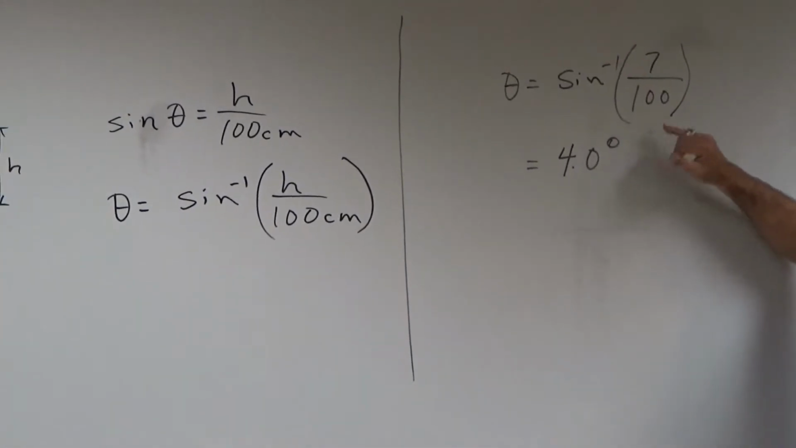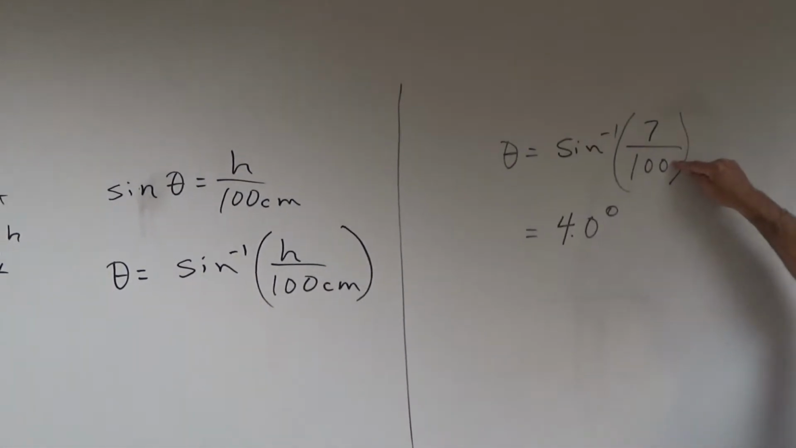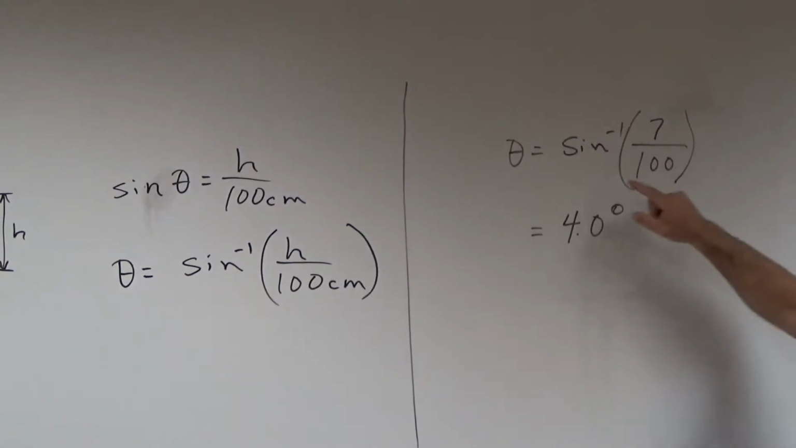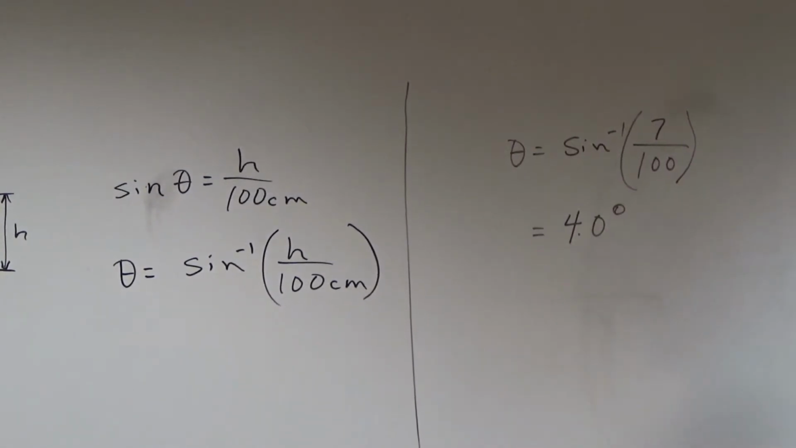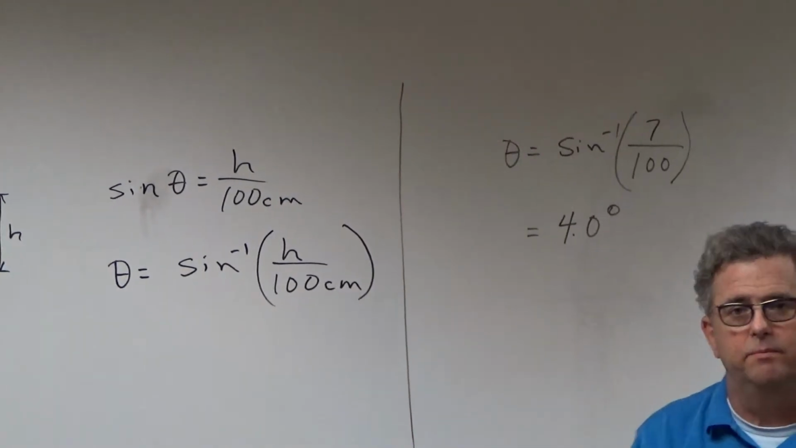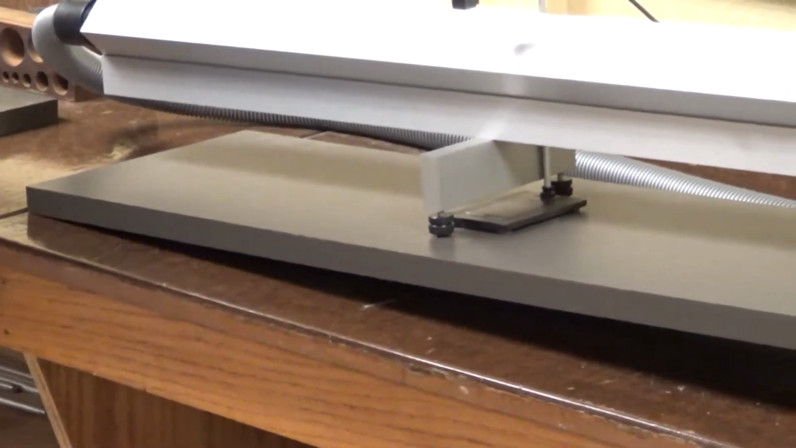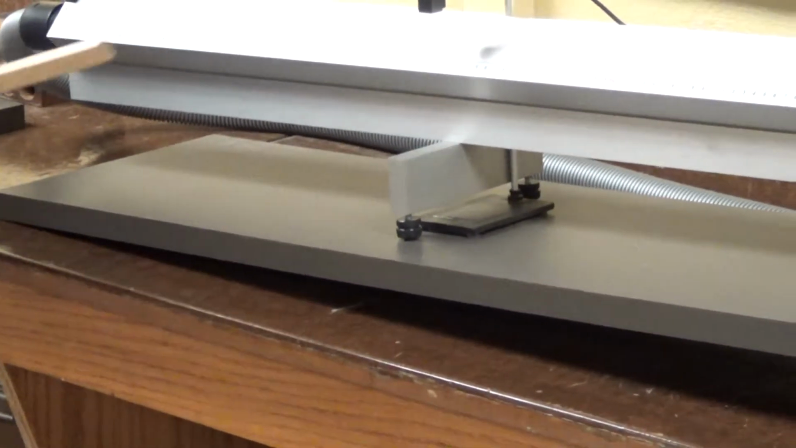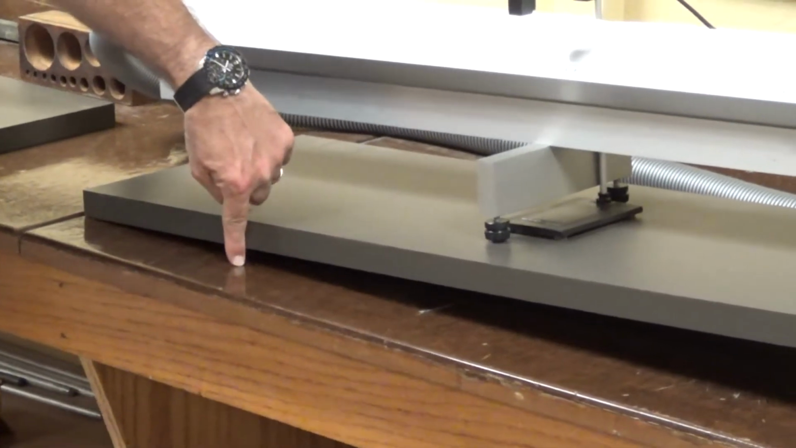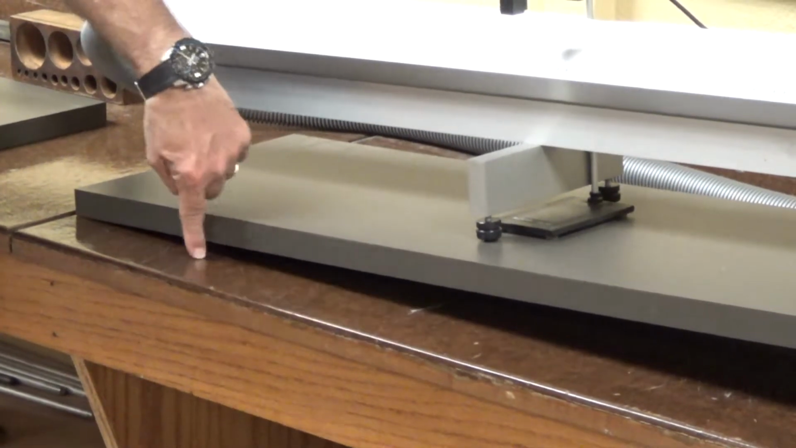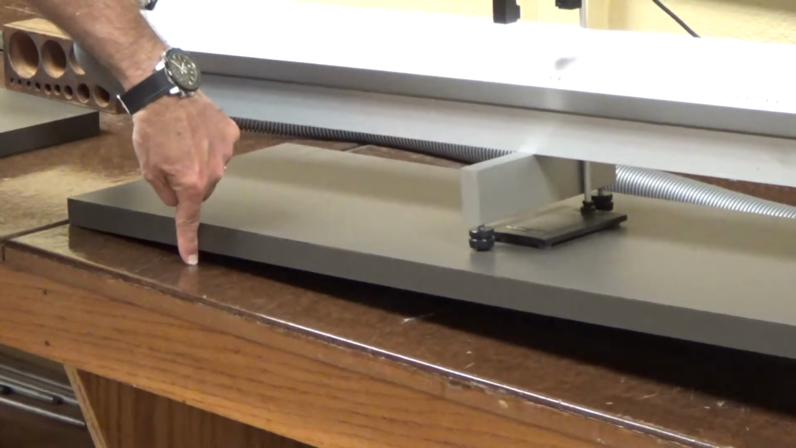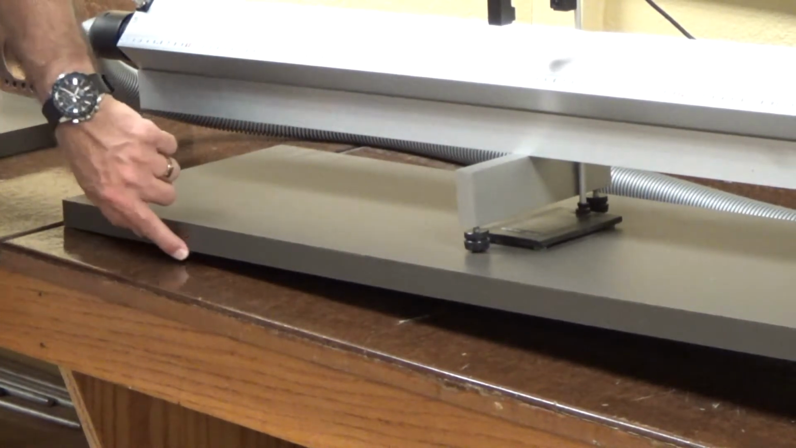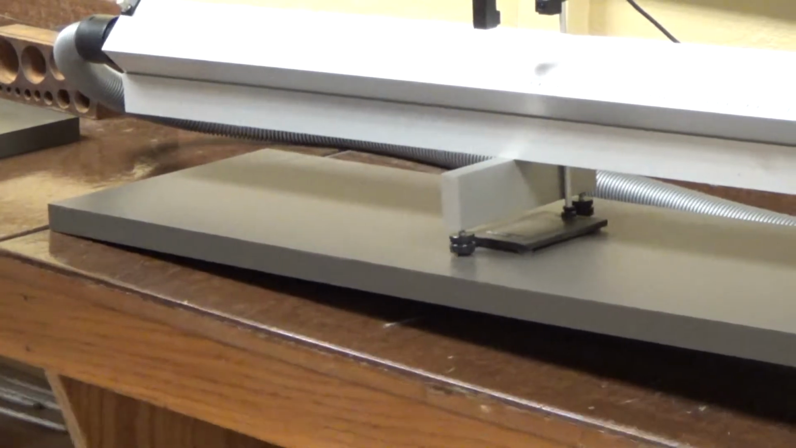Here's the calculation. It's 7 over 100. Units cancel out. Inverse sine, and you get something that's about 4 degrees. Now you may think by looking at this that, wow, that's a big angle. But actually it's only about 4 degrees. If you think about your little 8.5 by 11 piece of paper that you typically draw angles on, you're only drawing maybe about that much of the angle. So you can see that it's a very small angle, okay?